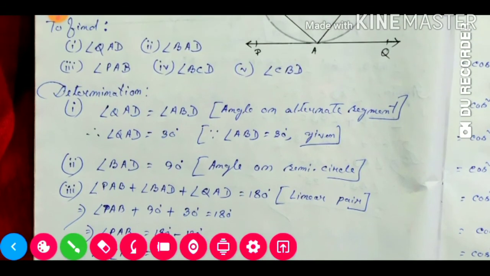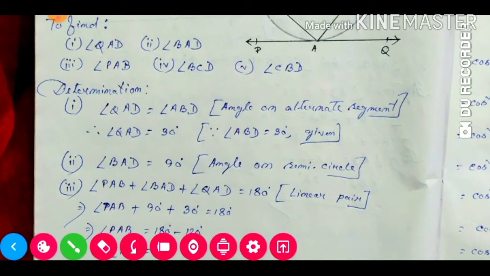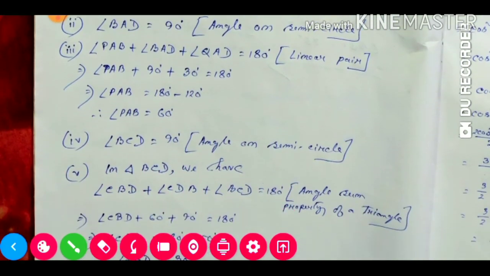Now question number 4, BCD is also on the semicircle, so BD is the diameter and C is on the semicircle. This will be the angle on a semicircle, that means 90 degrees, so number 4, BCD will be 90 degrees. Then number 5, we need to find CBD. This is also easy.